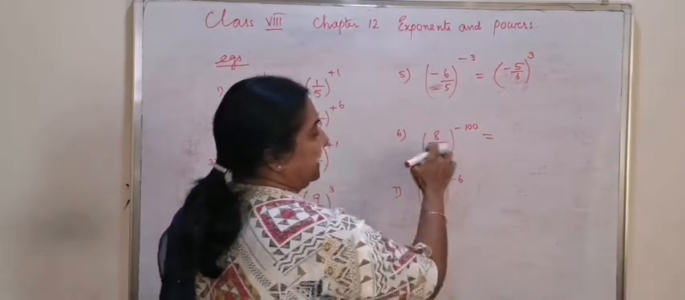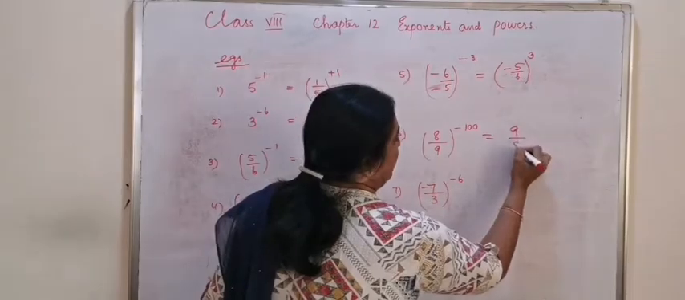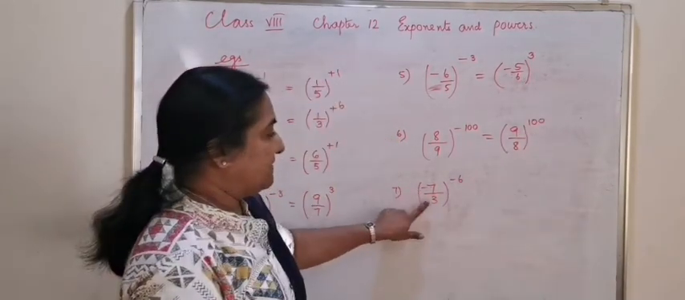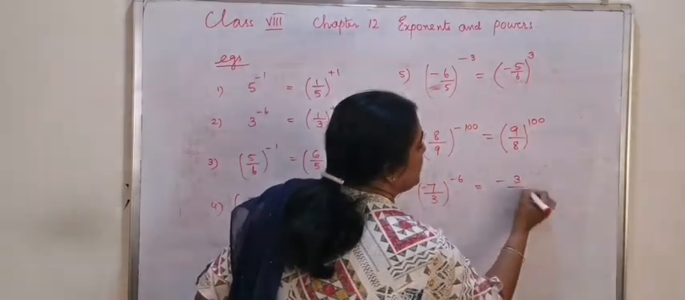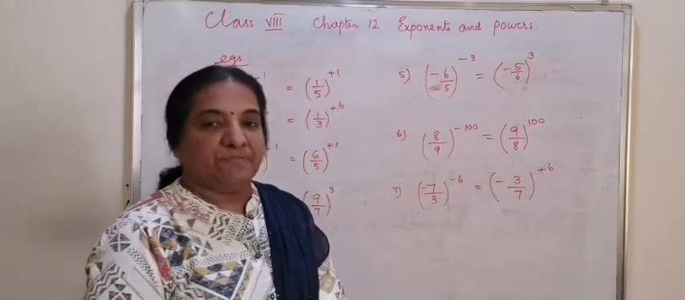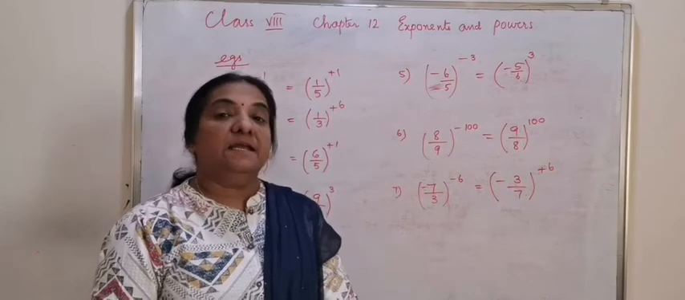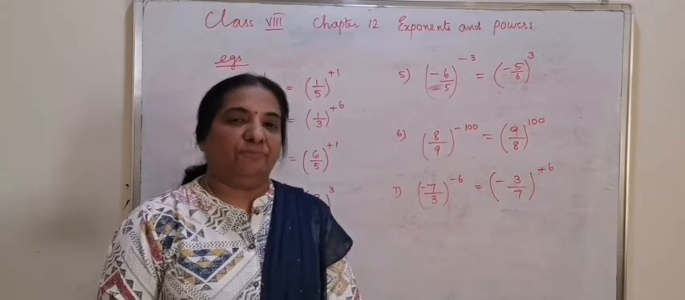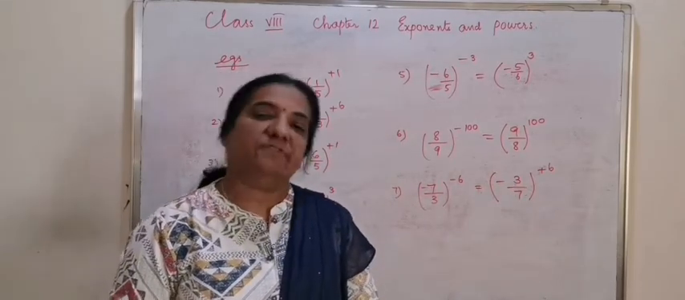Similarly, 8 by 9 to the power of minus 100 is the same as 9 by 8 to the power of 100. Minus 7 by 3 to the power of minus 6 is the same as minus 3 by 7 to the power of positive 6. So when you have any of these numbers in the negative exponential form, you take the reciprocal of the base and convert it into a positive exponent.